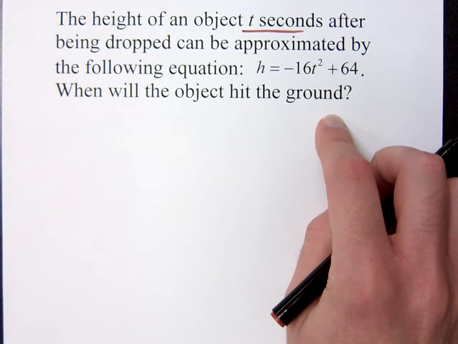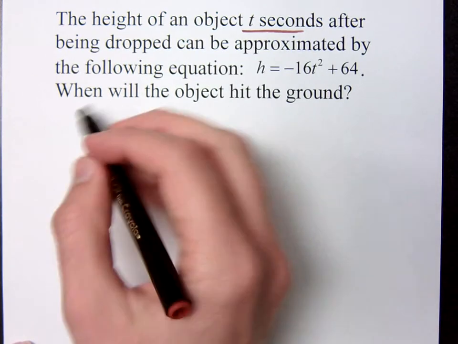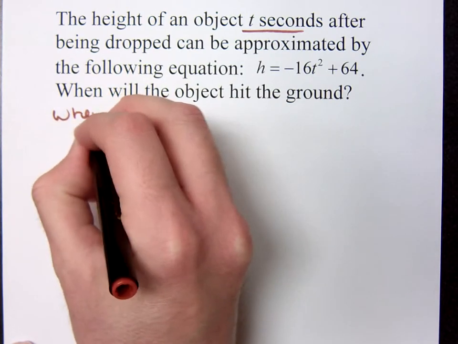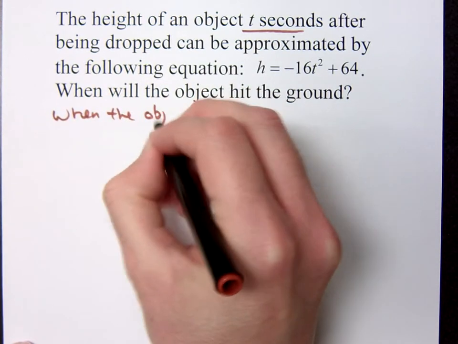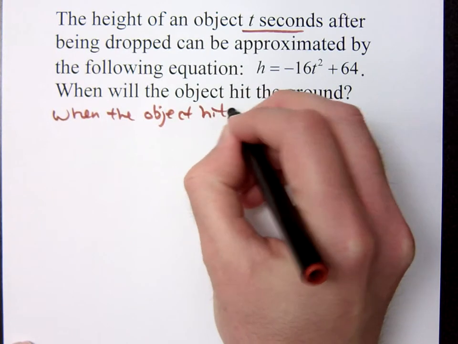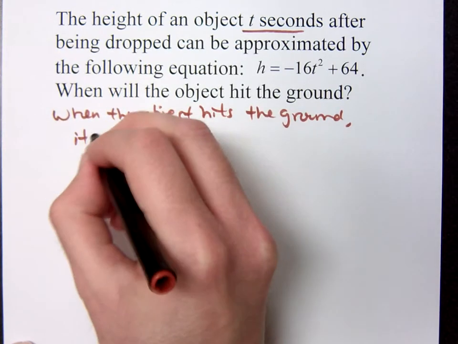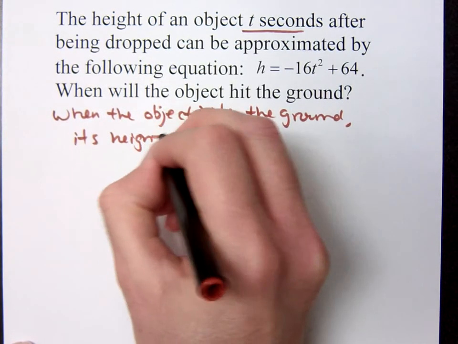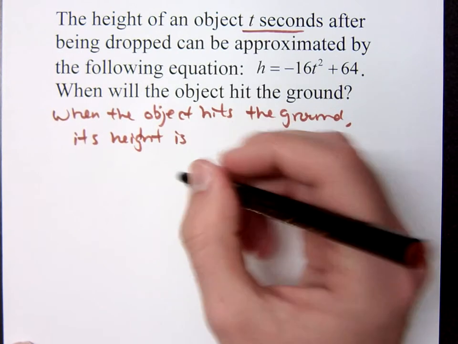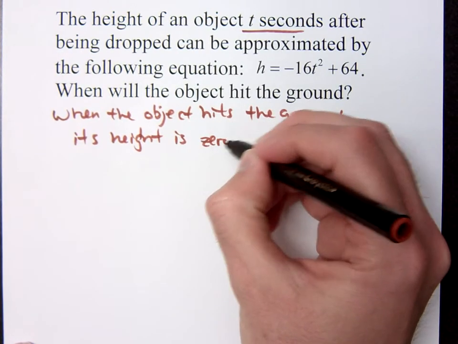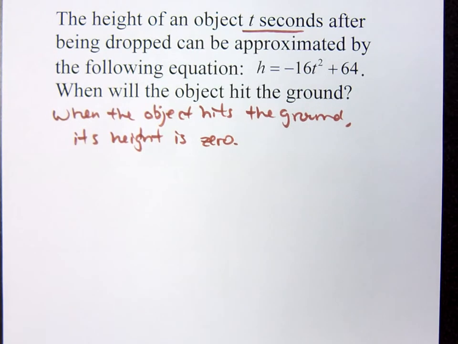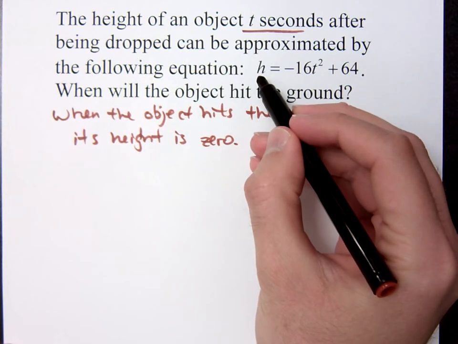It's looking for a specific moment in time when the object hits the ground, and that means that when the object hits the ground, its height is what? 0. The height is 0. We're not talking about the height of the actual object, but in this case height is the distance between the object and the ground. So if I know that the height needs to be 0, that means h, which represents my height, is going to be 0.